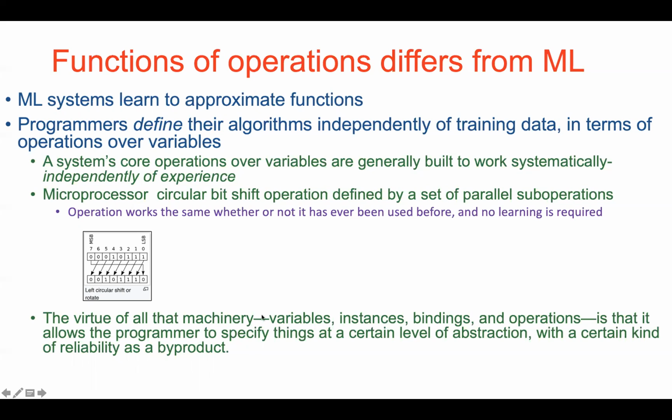The virtue of all that machinery, variables, instances, bindings, and operations, allows the programmer to specify things at a certain level of abstraction, with reliability as a byproduct. This is showing the circular shift operation for a microprocessor. There is no training as such. We are symbolically specifying what happens, what a left circular shift is, and it's not based on training data. This is the output. That would be another approach to the problem.